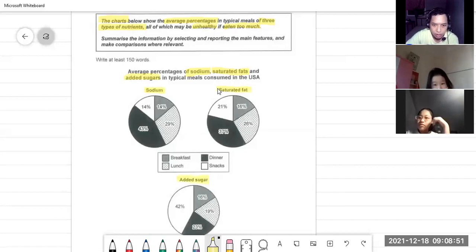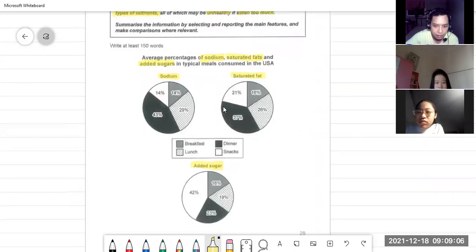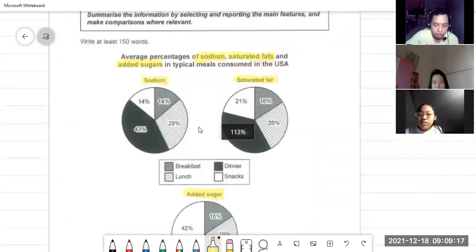Okay, so in typical meals consumed in the USA. So these are consumed in the USA. Do you know which country is the USA? Do you know the USA? Yes. Okay. Now let's pay attention, okay? Pay attention to this chart here, okay? So this one is the sodium, saturated fat, and added sugar.